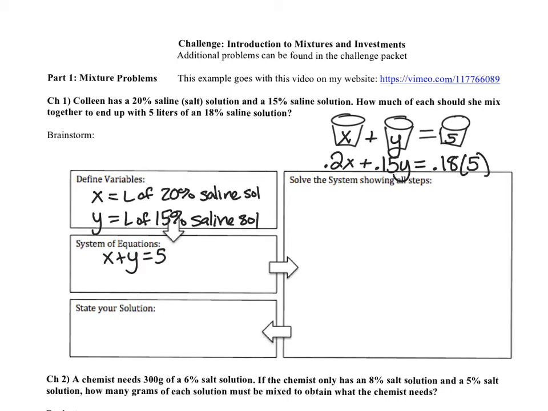One recommendation that I have for you when you're dealing with decimals, although you can choose to work with them if you want, you could also multiply this equation by 100, and that would get rid of all of the decimals. So I'll do that in my work.